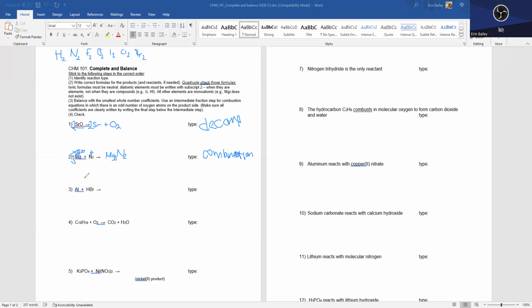Now here we go to a harder one. This is where we have to really identify the type to see what's going on here. So this one that's by itself is going to be reacting with this compound here. And the only way that it's going to be able to react with this compound is by kicking out one of the elements here. Here we have hydrogen and we have bromine.